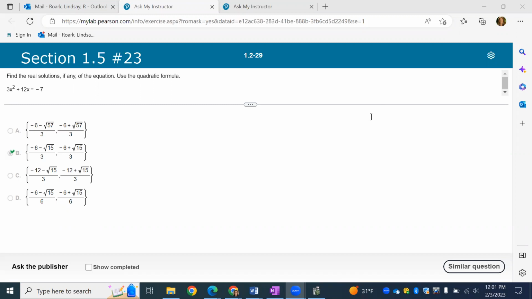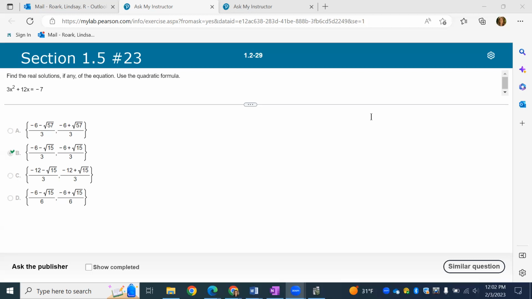So in that regard, the problem that I asked my instructor about was number 23 from section 1.5, my MyMathLab homework. For this particular question, it was actually multiple choice. If you see the screen, it says that B is the correct answer, but I was confused: okay, that's the correct answer, but how do I get there?